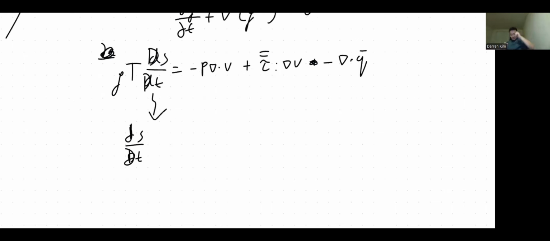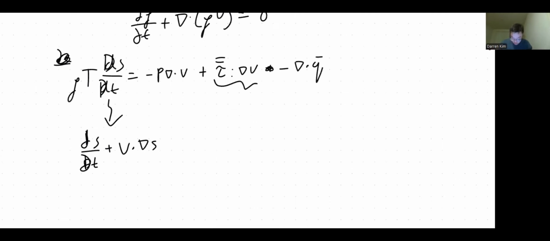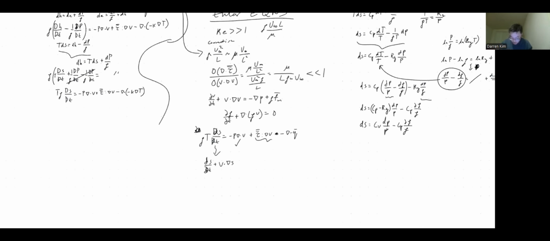With that said, we can do order of magnitude analysis here. Let's look at this one first. I remember P not having anything, I don't know why, I forgot, so that's one place to check. We're almost done.